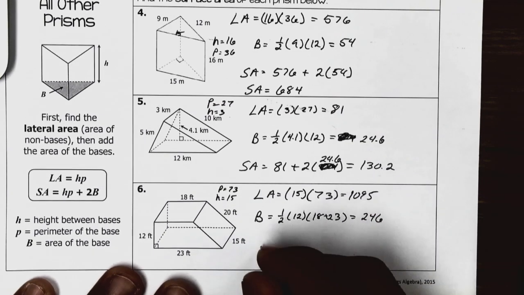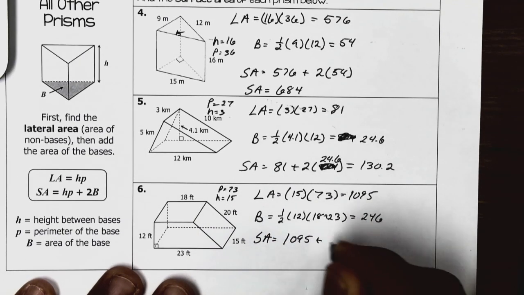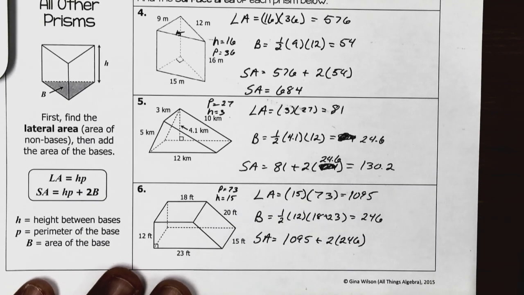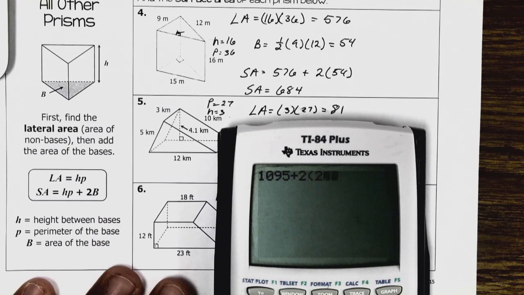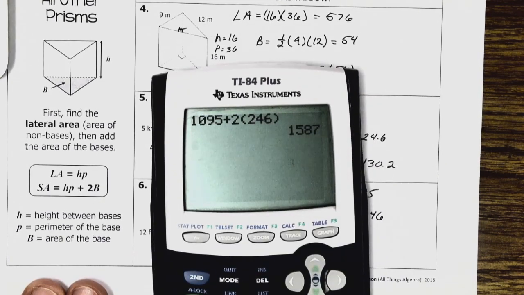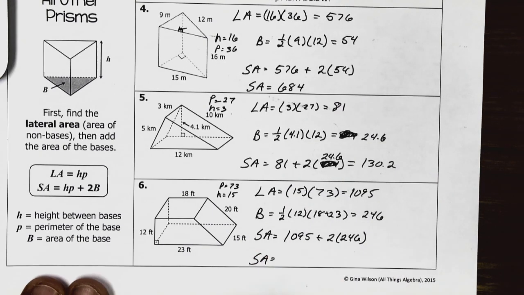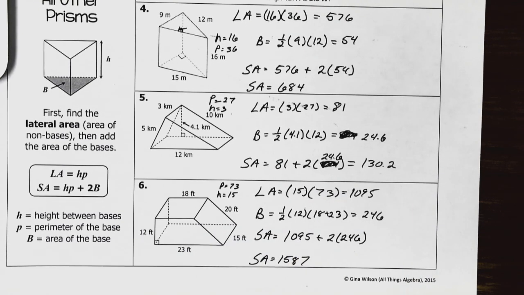All right, then surface area is this 1,095 plus 2 times this 246. And 1,587, yeah, I got it right. So there's my surface area. There you go. I'm doing on time. Okay, good.